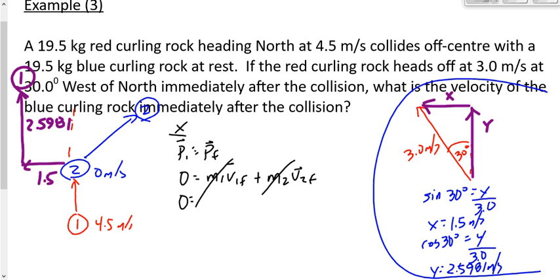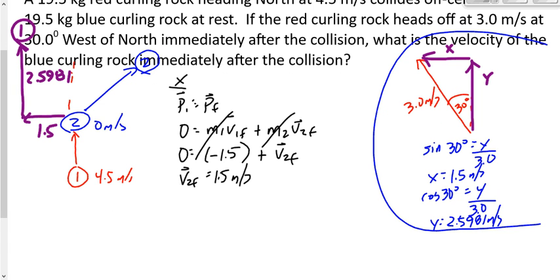V1F, X component, V1F. Rachel, what's the X component of V1F? Good, we're going to actually make it negative 1.5 because it's to the left, but yeah. And solve for V2F. V2F is just 1.5 meters per second. Let's do the Y component here now.